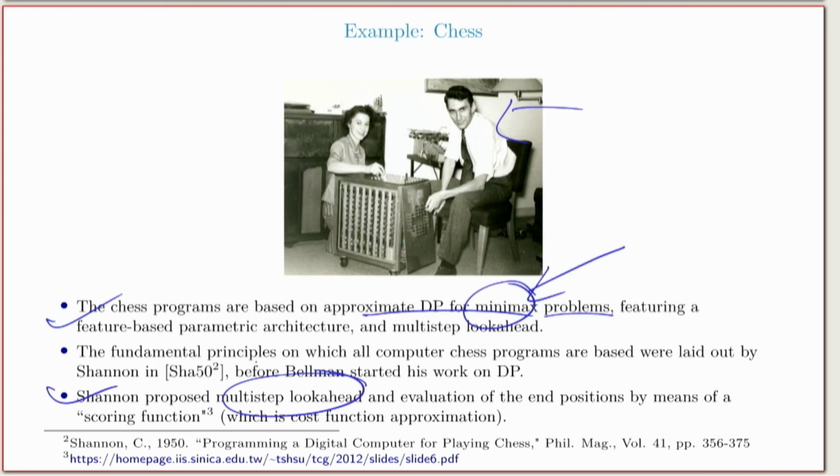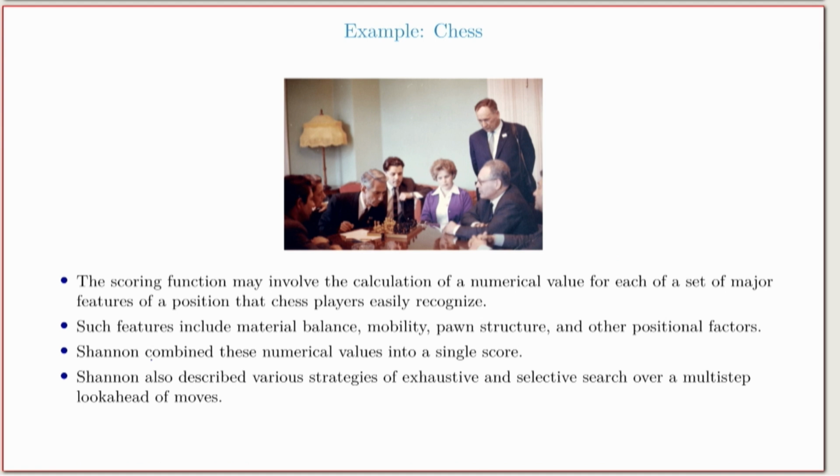And because in this case you are also supposed to come up with some way to evaluate, basically the cost function, what could be a cost function, how should we evaluate that cost function in a chess game, right? So, evaluations of the end positions by means of a scoring function, which we can call cost function approximation. So he proposed this in this paper. Maybe you can do an assignment based on this idea.